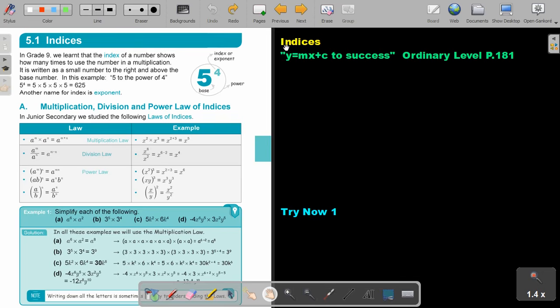In this video, we are going to look at indices. You will find this on page 181 in the Namibian Ordinary Level Mathematics textbook.